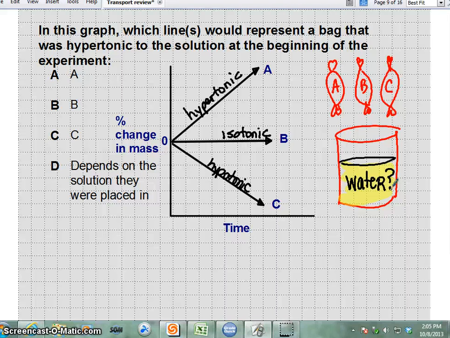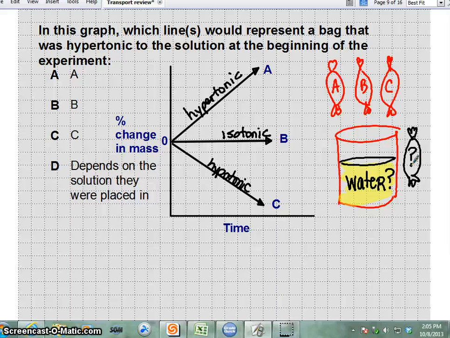Think about this for a second. Is there any bag that I could put into pure water that the bag should lose weight? Can water be hypertonic to anything? No. If this was pure water, there's no way a bag would have lost weight, unless it had a leak or something. Because it has no solute in it. So this can't be water. It's got to be some kind of a molarity of solution that we don't know.